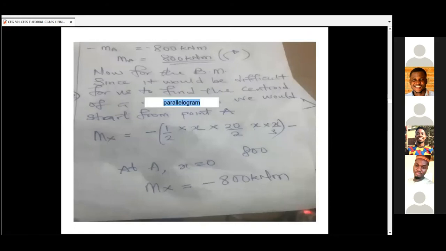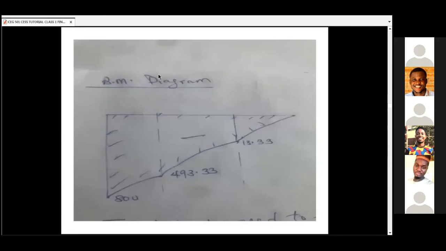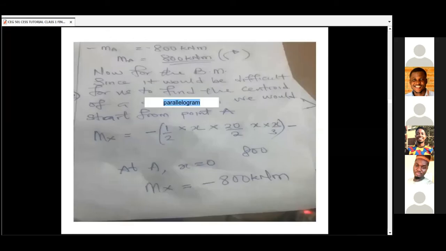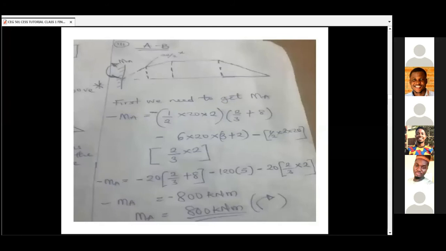Okay, so now we would have to just start from point A to make our life easy. If we are starting from point A now, the triangle will be what? Half. Now, when we are starting from point A, we need to consider the value of the height of the truncated section that we have cut. That's the same thing we did for the shear force using similar triangle.